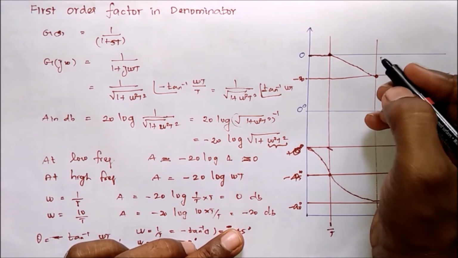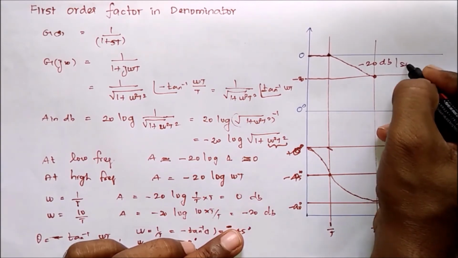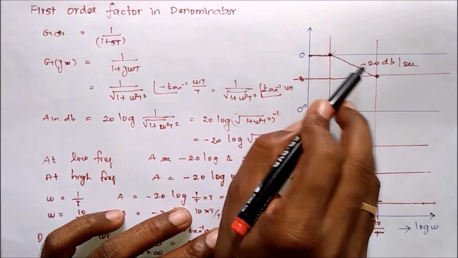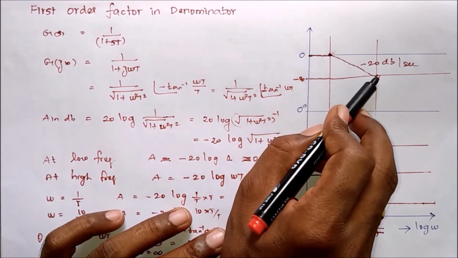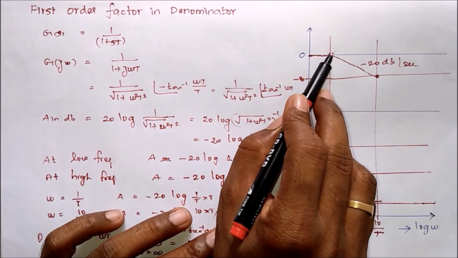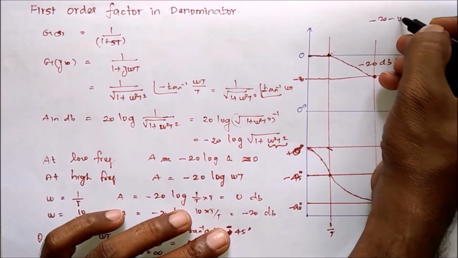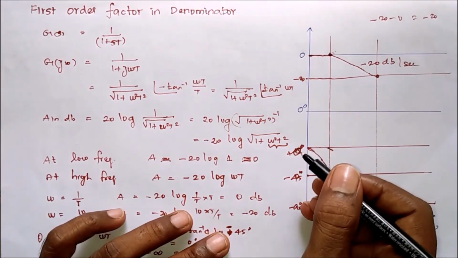Therefore now slope is nothing but minus 20 decibel. So we know how to calculate the decibel: minus 20 minus 0. It means end point minus starting point. So end point is minus 20, starting point is 0. So minus 20 minus 0 is minus 20. Therefore slope is minus 20 decibel per decade.